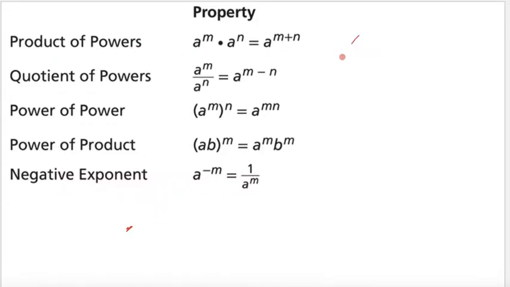So if you have x to the third times x to the fifth, that equals x to the eighth. You end up adding the exponents when you're multiplying. If we're dividing, like if we had x to the fifth divided by x to the third, we would subtract. 5 minus 3 is 2, so this equals x squared.